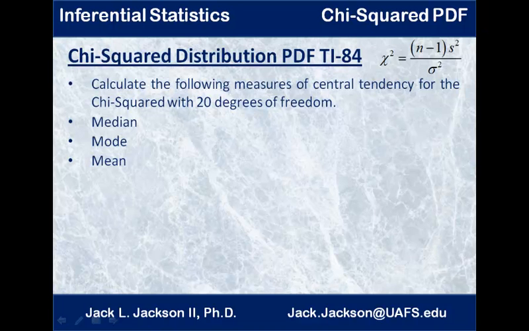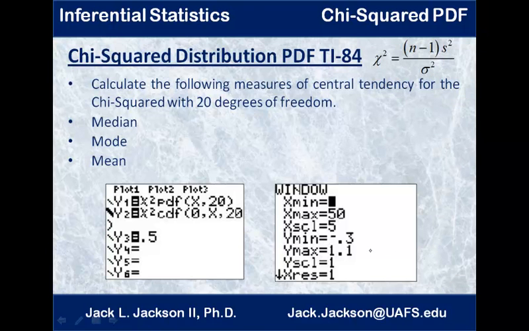Alright, let's do a few more things and describe our distribution a little bit. Calculate the following measures of central tendency. This time we'll use a chi-squared with 20 degrees of freedom. Let's find the median, the mode, and the mean. See if you can do the median. Should be able to do this based on what we just did. Press pause now. Come back when you've done it.